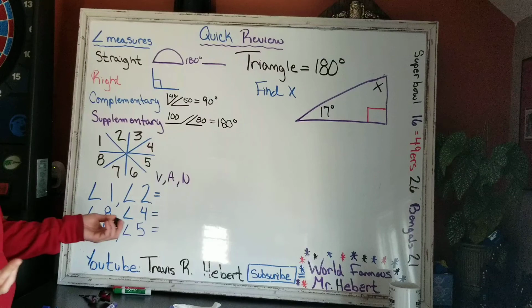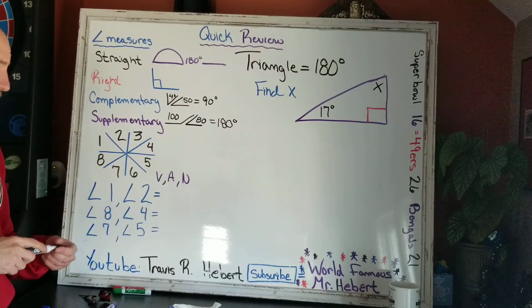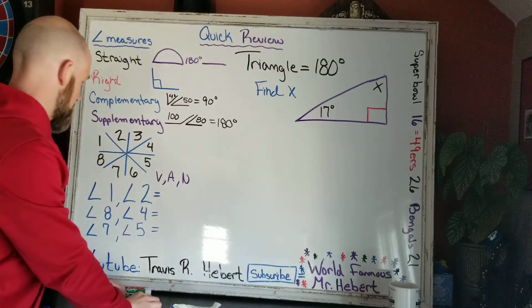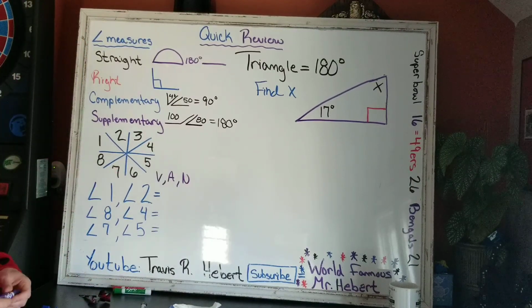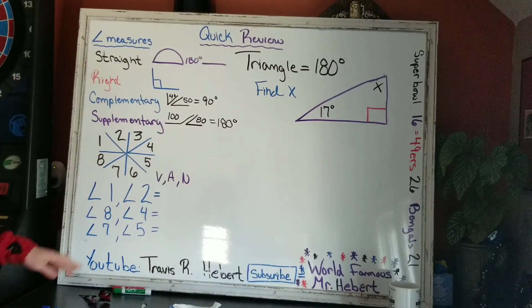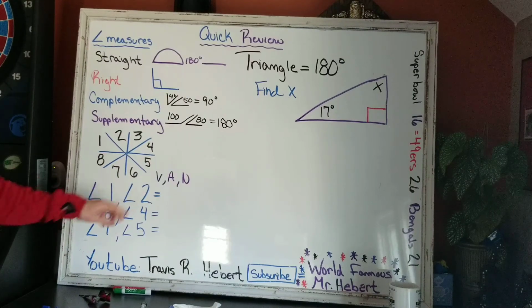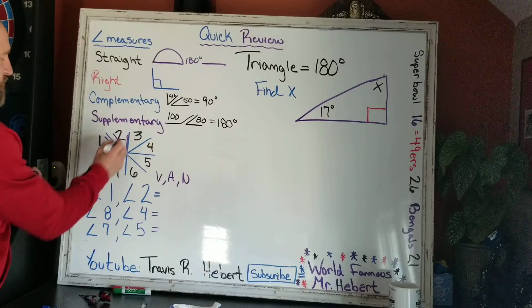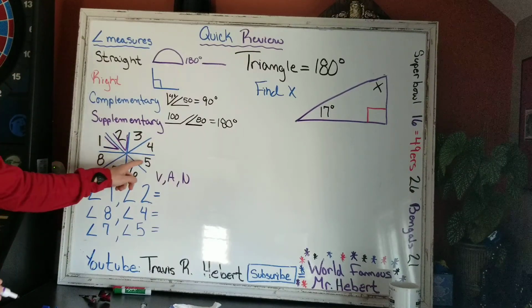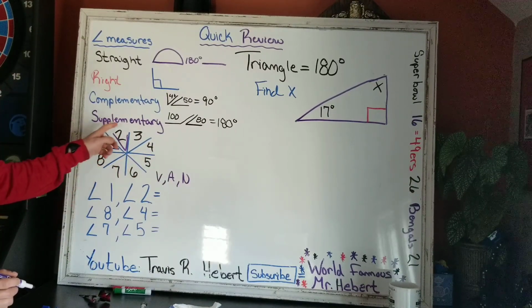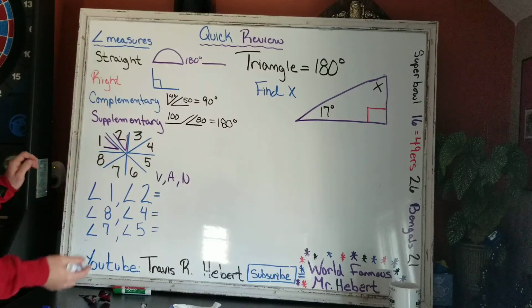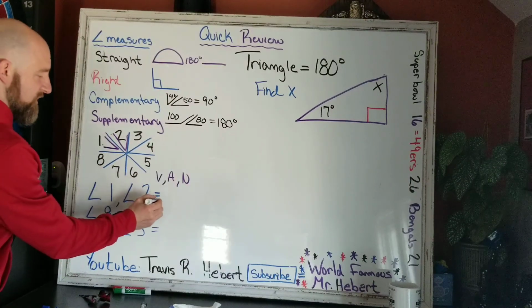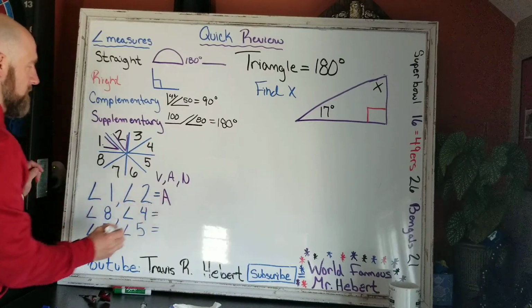Now, how to identify different angles, from vertical to adjacent or neither possibly. If you look at this, we have 1, 2, 3, 4, 5, 6, 7, and 8. So we have to find angle 1 and angle 2. Are these opposite of each other? Are they right next to each other, or adjacent? Or neither? If you look, angle 1 and angle 2 are adjacent to each other.